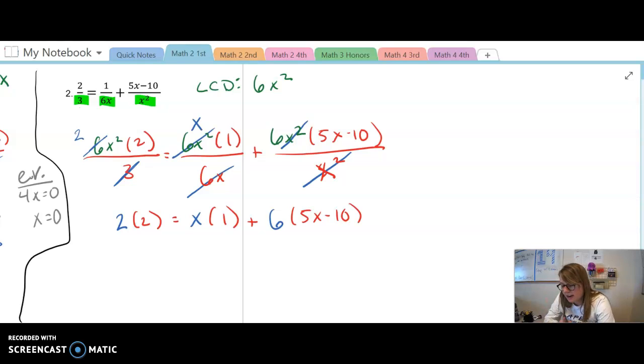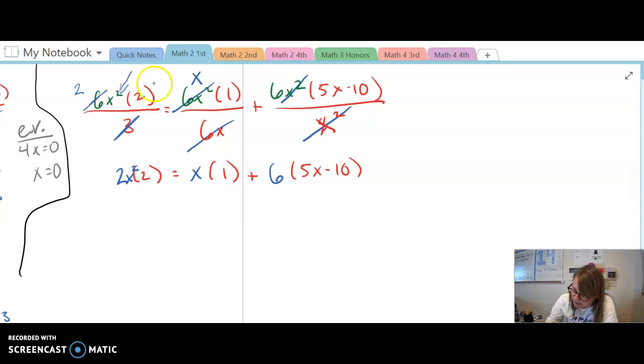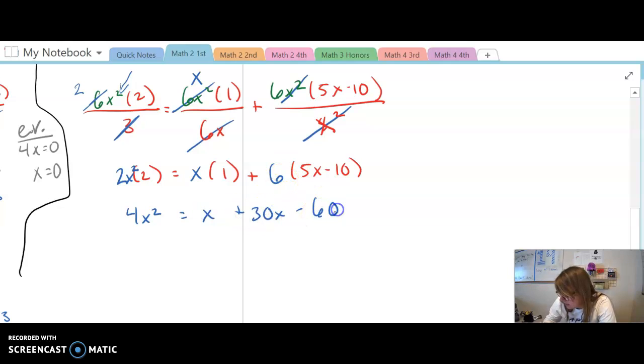And I realized I forgot something on my first term, and that is the x squared, because this x squared did not cancel out at all. So I almost forgot that. Alright, so now I'm going to multiply. So now I have a 4x squared, an x, and then I have a 30x minus 60.